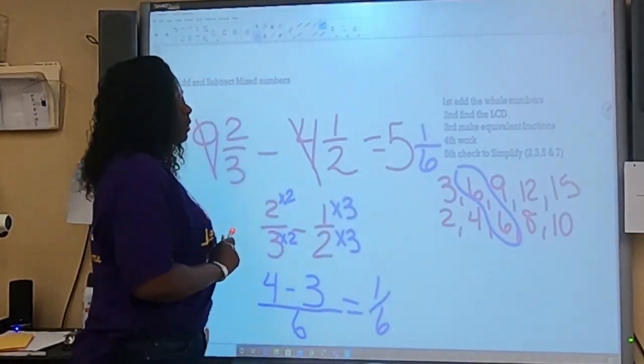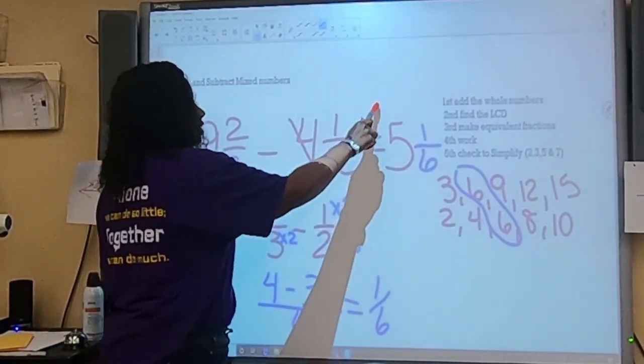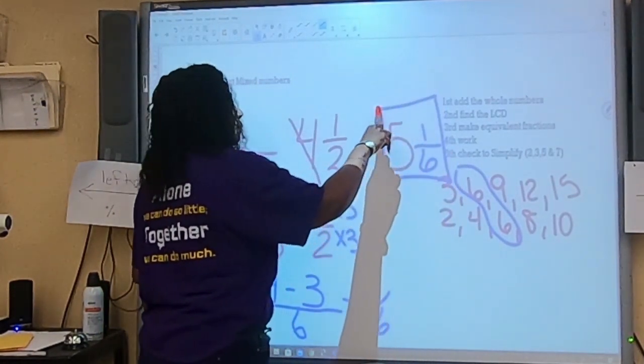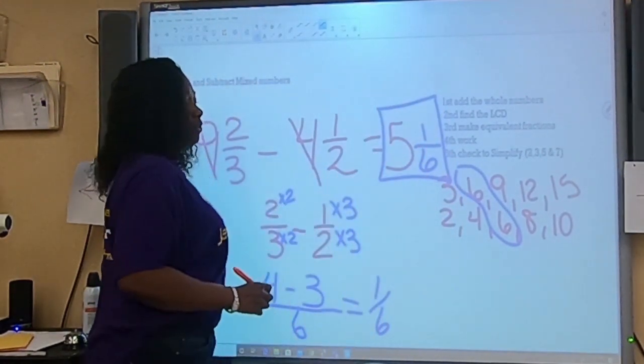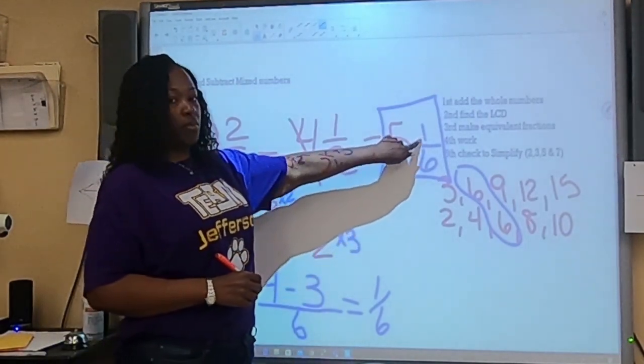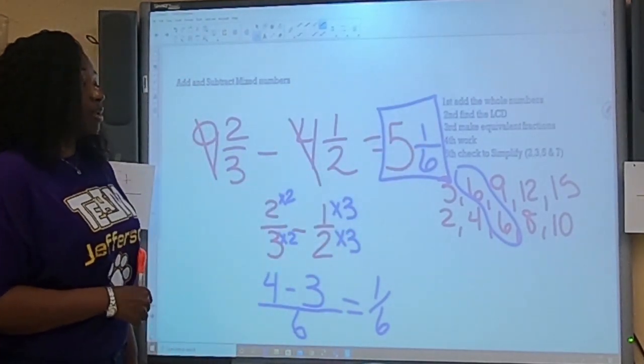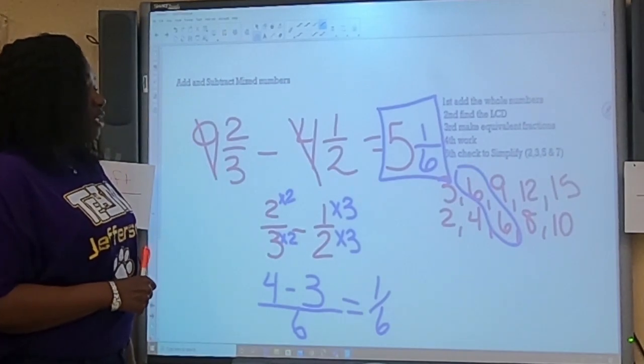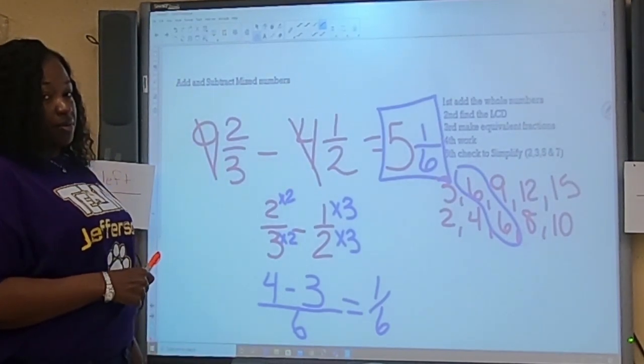Put it with my whole number. I'm not going to check to simplify because I have a unit fraction. Remember, a unit fraction is a fraction with a numerator of 1. I cannot make 1 any smaller. That's as small as it gets. So 5 1/6 has to be my final answer.